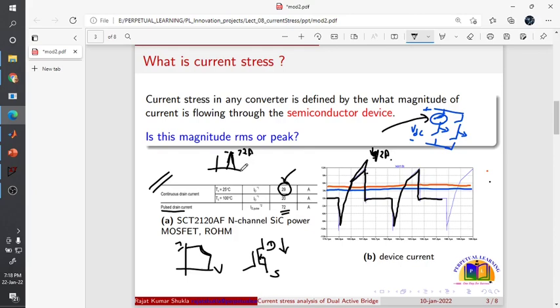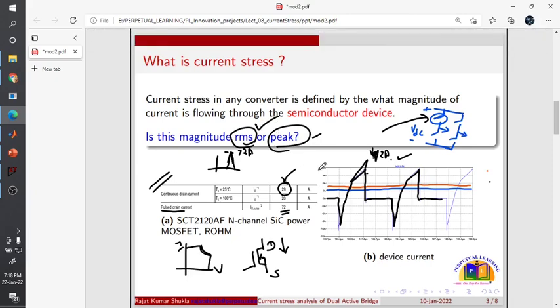So the device continuous current rating is 29 ampere, and the pulse drain current rating is 72 ampere. So it also looks fine. But if you are talking about current stress, then you have to consider the peak value, along with the RMS value of the device also. So current stress would be defined by the RMS value, obviously, but peak current is also an important point. Okay, so just keep this in mind.